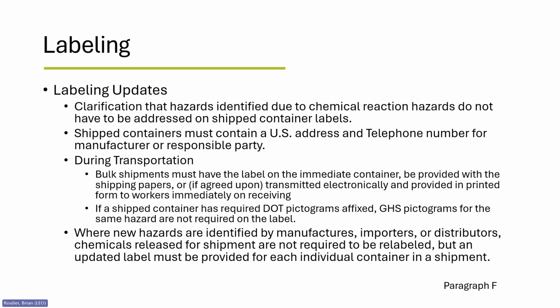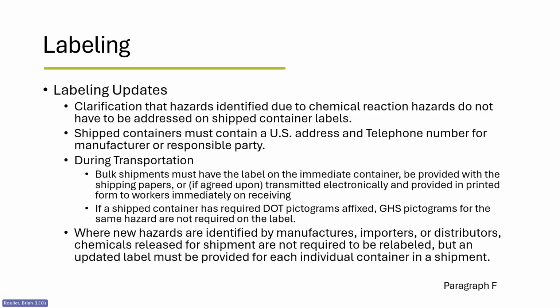Another change requires that the shipped containers must have a United States address and telephone number for the manufacturer or responsible party. The responsible party is someone who can provide additional information on the hazardous chemical and appropriate emergency procedures. The labeling requirements for bulk shipments have also been clarified.